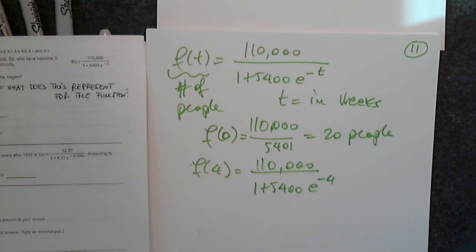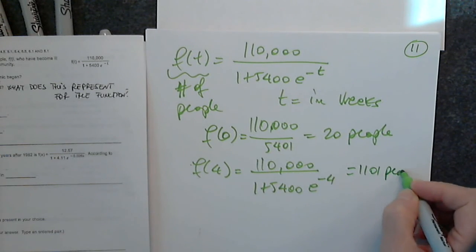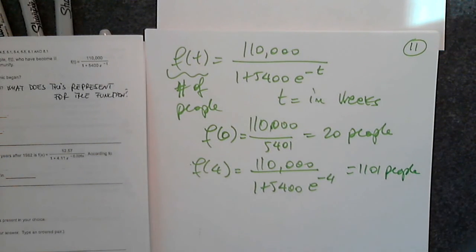The top is just one number, so it's okay if we don't use parentheses. Divided by, in parentheses, 1 plus 5,400 e. Please put parentheses for the power of e, which is negative 4. Close the parenthesis for the power and close the parenthesis for the denominator, and then press enter. So 1101. By the end of the 4th week, 1101 were infected with the flu.